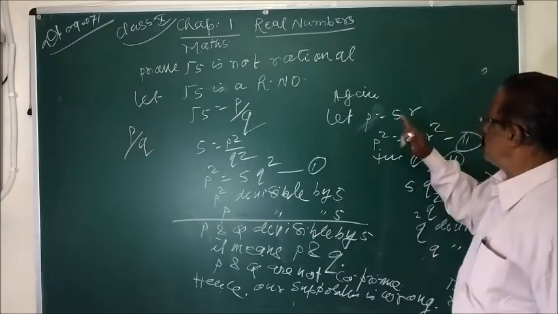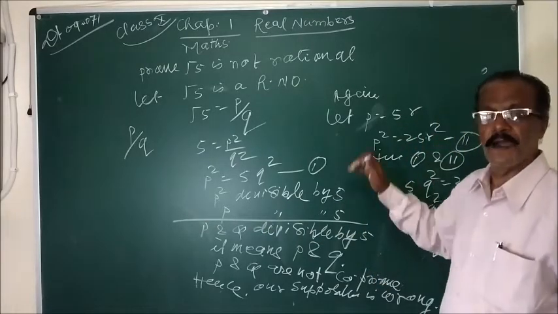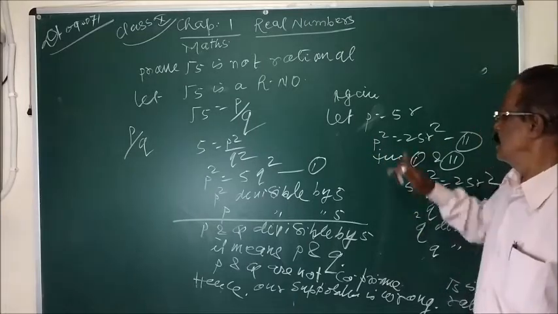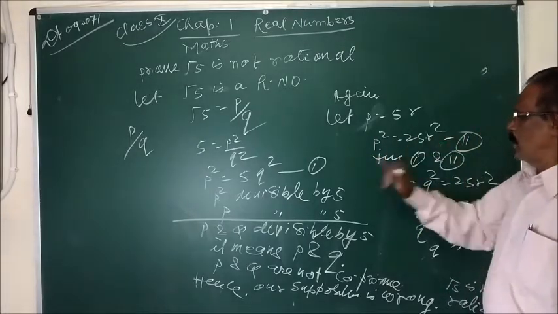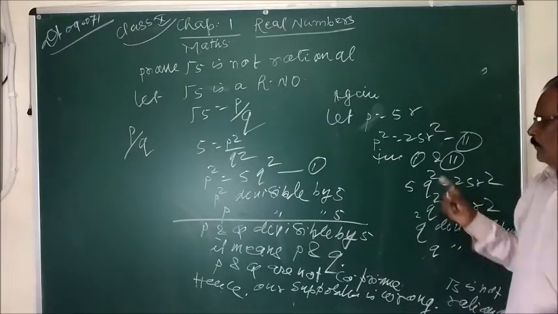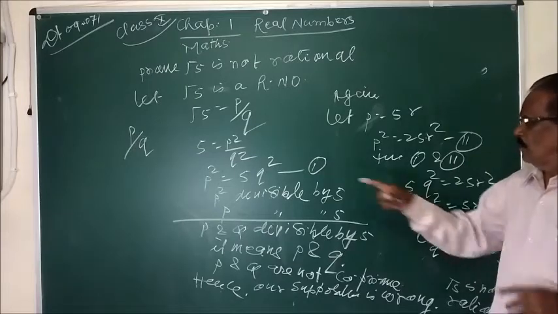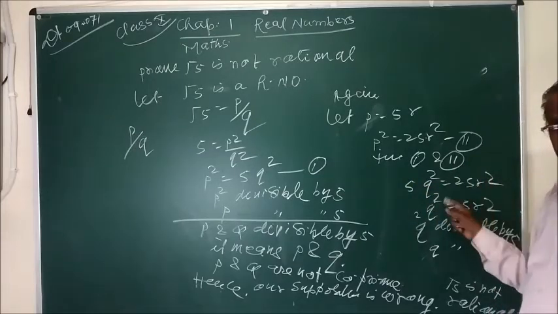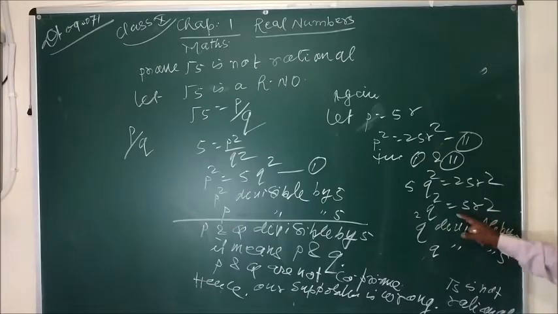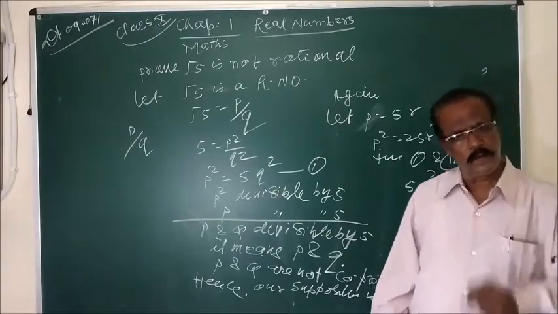Now suppose p is equal to 5r or 5x or 5y, like that. Squaring, you will get this; from 1 and 2, what do you see? We see the left sides are equal, and therefore the RHS will be equal. 5q square is equal to this. Dividing both sides by 5, you get q square equals 5r square. It means q is also divisible by 5. So you observe p and q both are divisible by 5, and therefore they are not co-prime.